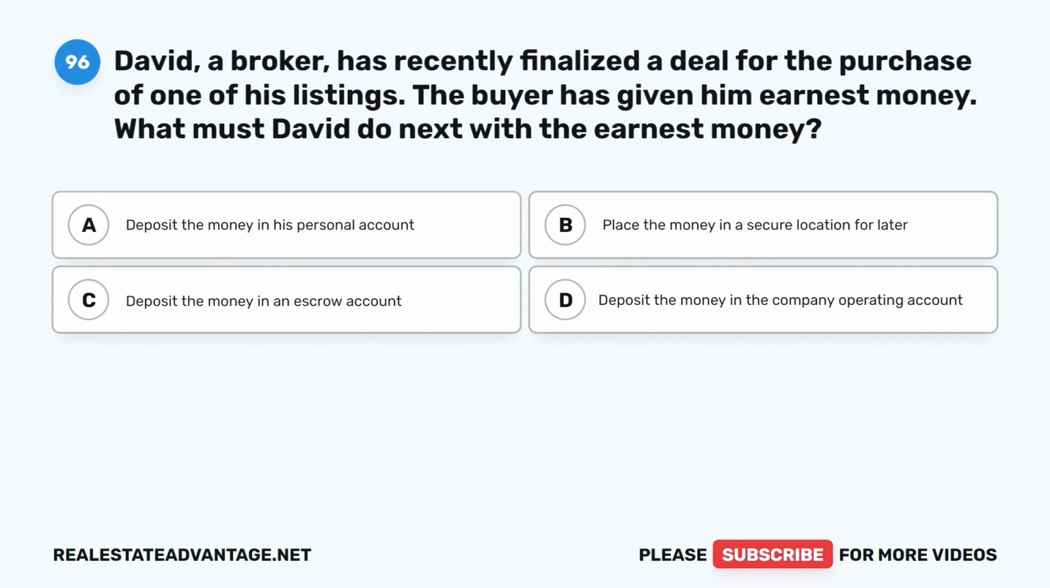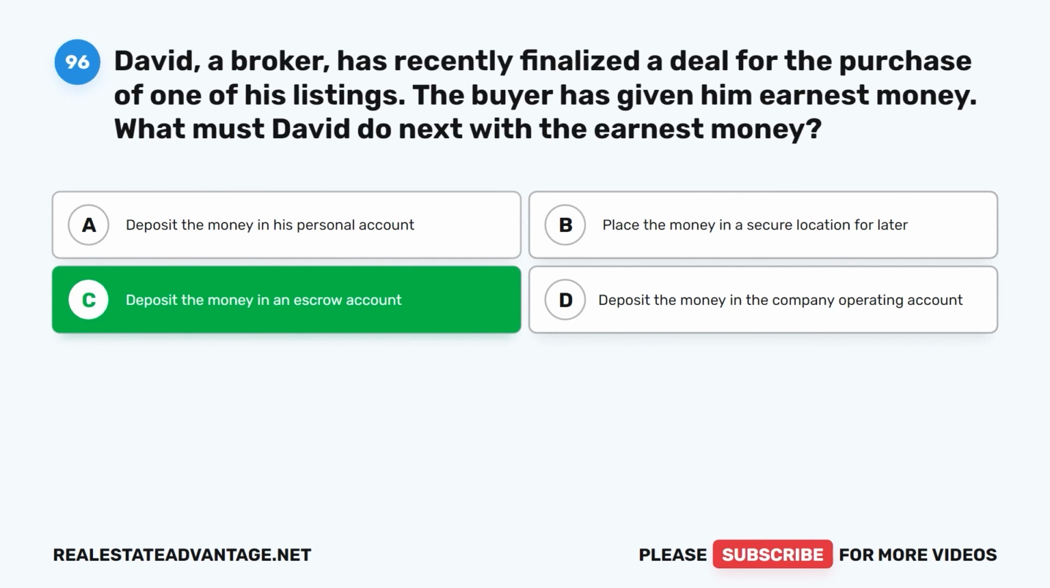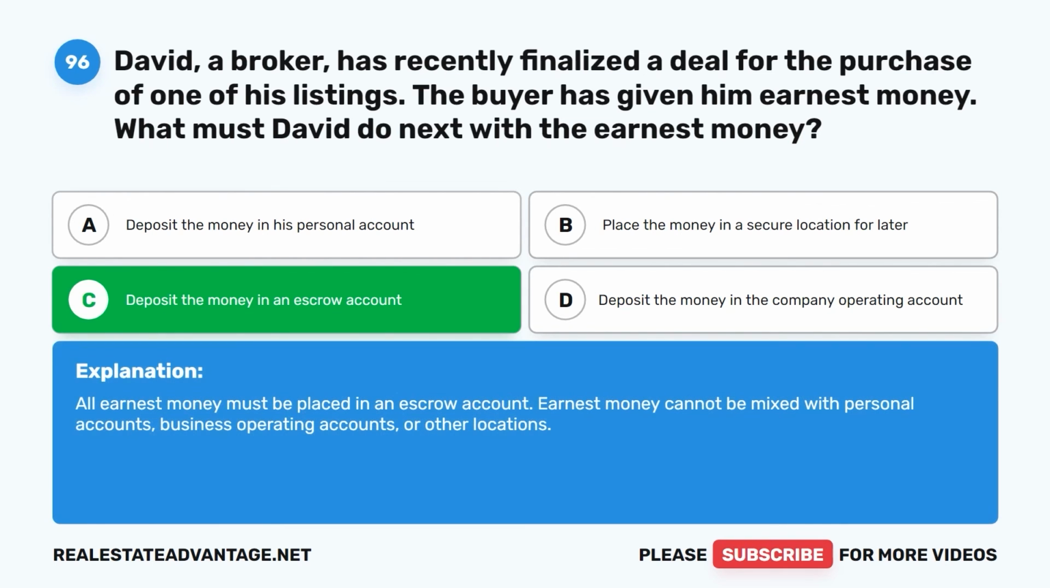Question 96. David, a broker, has recently finalized a deal for the purchase of one of his listings. The buyer has given him earnest money. What must David do next with the earnest money? A. Deposit the money in his personal account. B. Place the money in a secure location for later. C. Deposit the money in an escrow account. D. Deposit the money in the company operating account. The correct answer is C. Deposit the money in an escrow account. All earnest money must be placed in an escrow account. Earnest money cannot be mixed with personal accounts, business operating accounts, or other locations.